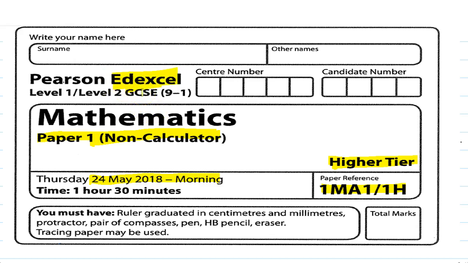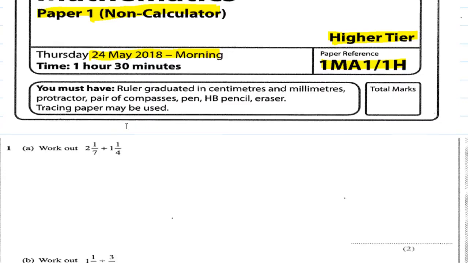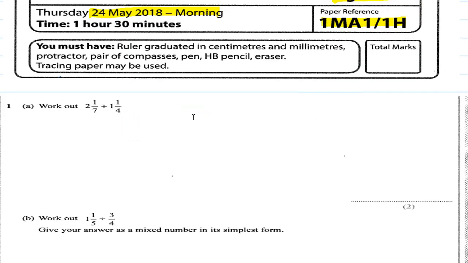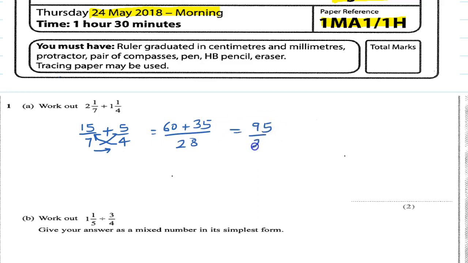So let's see our first question, and first question is 2 1 over 7 plus 1 over 4. So how are we going to solve this? We multiply 7 times 2 is 14, 14 plus 1 is 15, so it is 15 over 7, and 4 times 1 is 4 plus 1 is 5, so it is 5 over 4. And then you can cross multiply this way: 15 times 4 is 60, and 7 times 5 is 35, and 7 times 4 is 28.